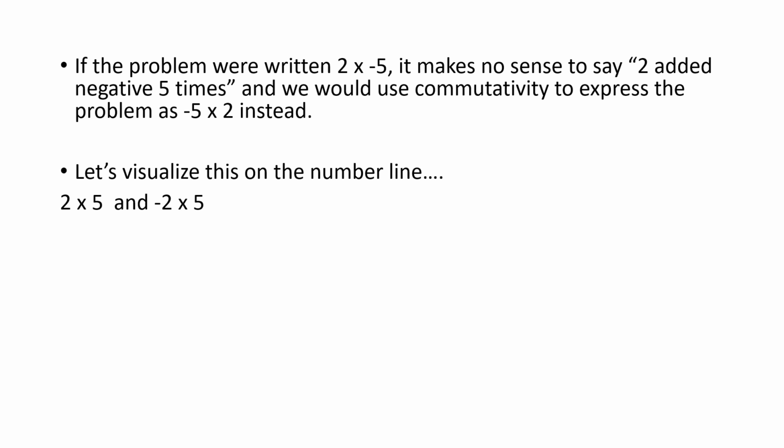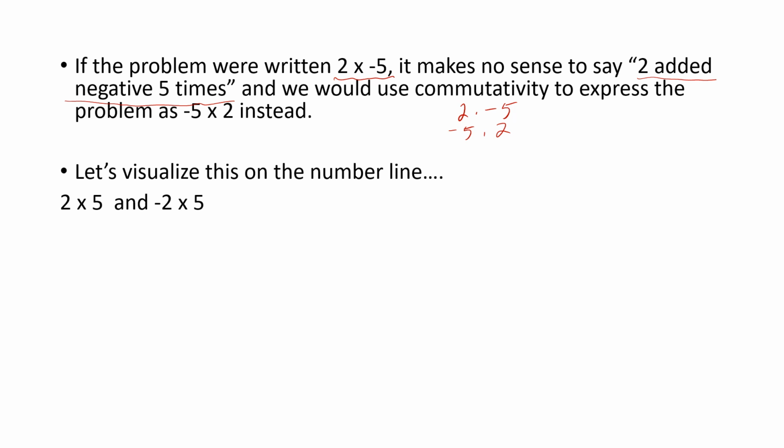Okay, now if the problem were written the other way, so if you saw a problem that was written 2 times negative 5, it makes no sense to say 2 added negative 5 times. Okay, that's a nonsensical thing. You can't add something in a negative 5 times. And we would use commutativity to express the problem as negative 5 times 2 instead. So if you saw the negative on the second number, we would engage commutativity of multiplication, which means that you can multiply them in either order, and we could write that the other way, and it would bring us back to negative 5 times 2. So in other words, it doesn't matter whether the negative is in the first position or the second position in your multiplication, you're going to land in the same spot.